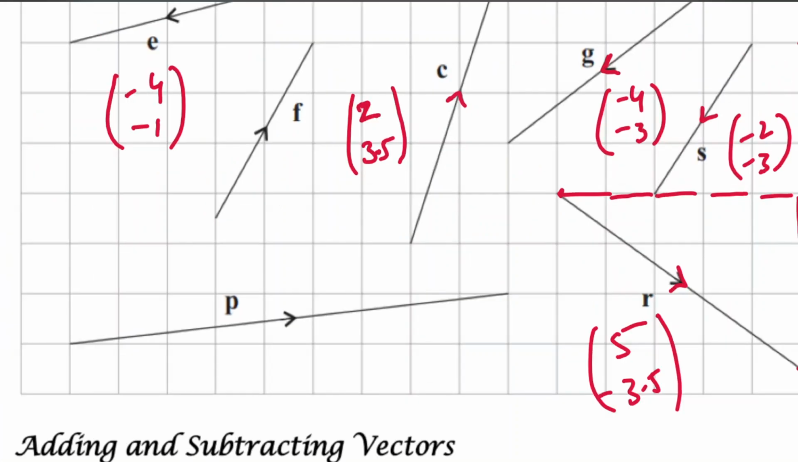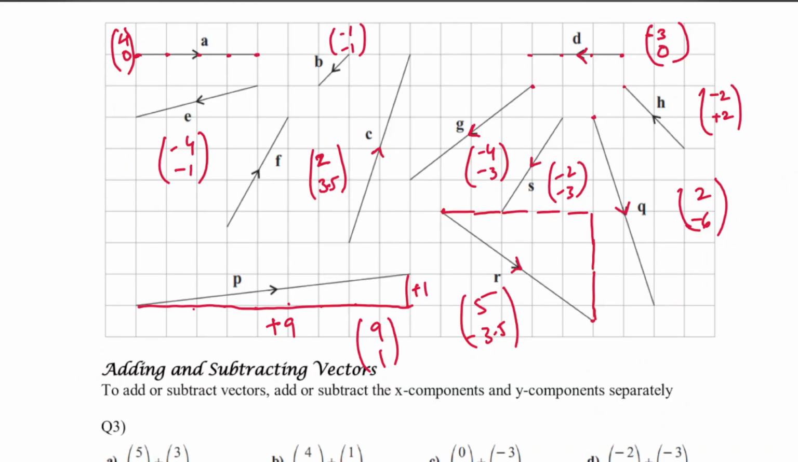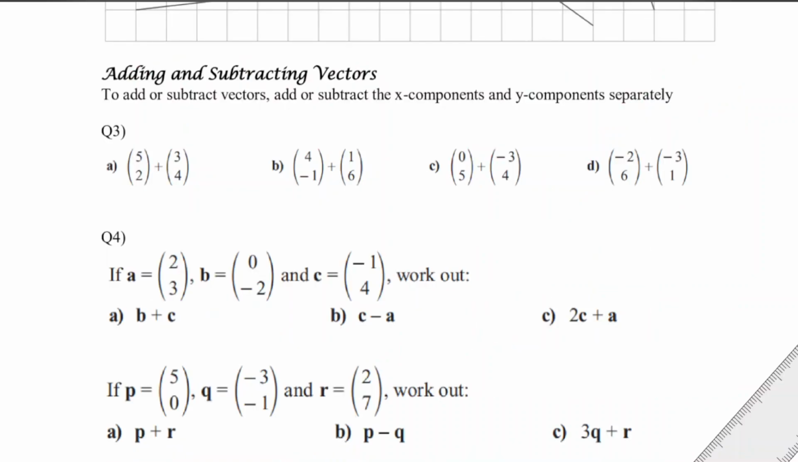Finally, the P part. How many units is it going right side that we have to take? That is plus 9. 1, 2, 3, 4, 5, 6, 7, 8, 9, plus 9. And how many units going up? 1 unit going up. So the answer is 9 and 1. I hope this part is clear to you. As I told you, this is just for verifying your answer, see my method. Otherwise you can do it by yourself.